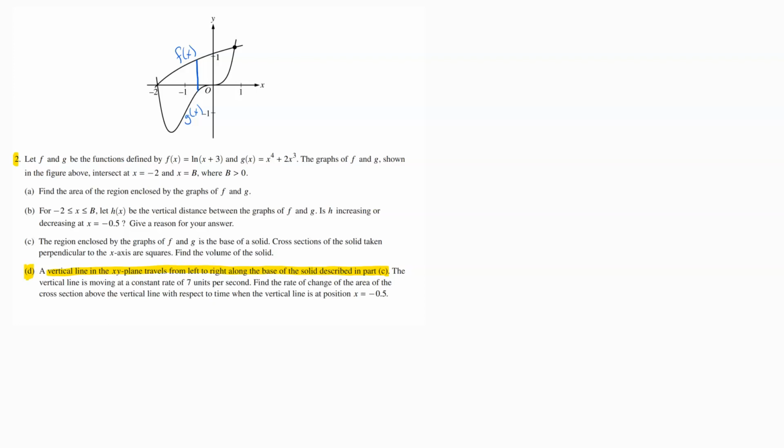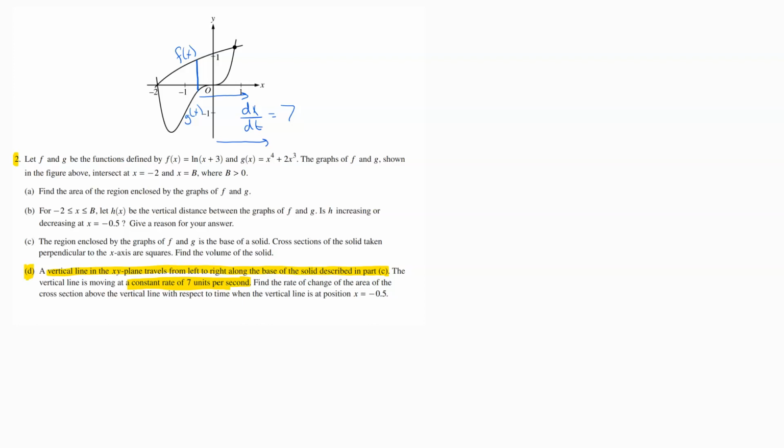And so what we've got right now is this thing here is going this direction. That blue line right there is traveling through that space left to right. And they're telling us that the vertical line is moving at a constant rate of 7 units per second. So here we are talking about a rate of change, and a rate of change with respect to time. And we're talking about how it's moving in the x direction, because it's moving left to right here. So what they're telling us is that dx dt, that rate of change, is 7.